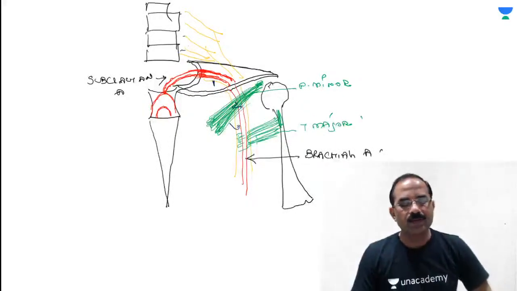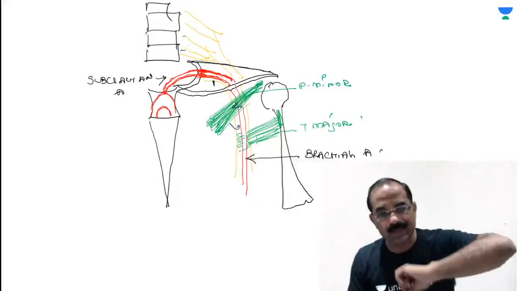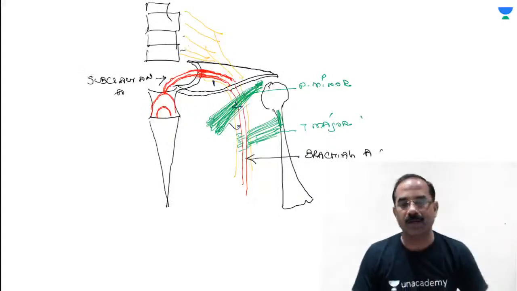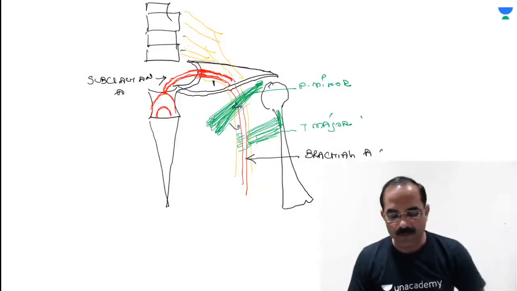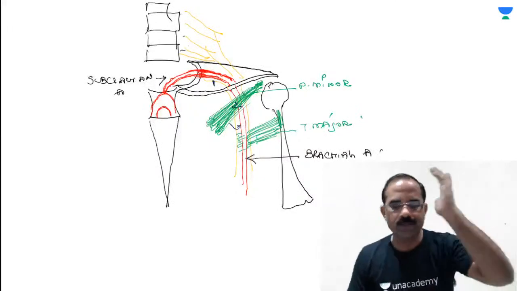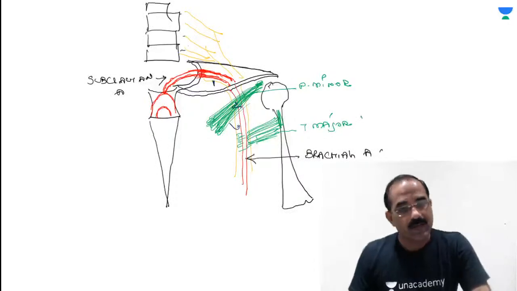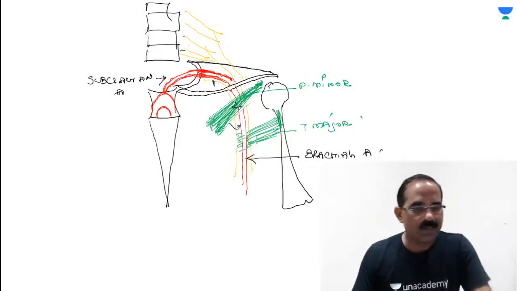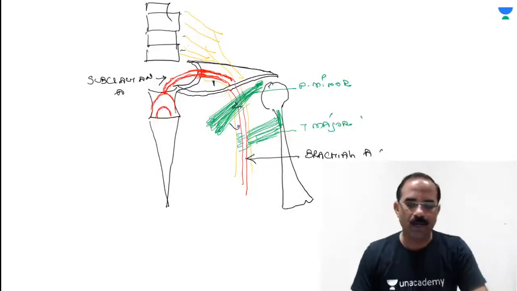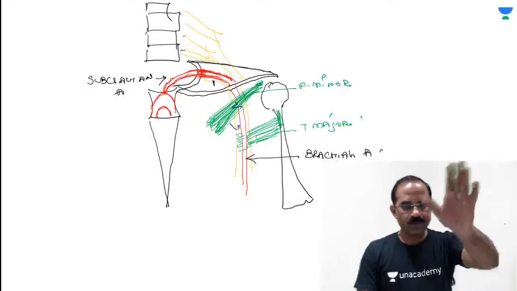And then you have got the brachial plexus. Now, which part of the brachial plexus lies in the axilla? Infraclavicular part. And this infraclavicular part is made up of what? The cords and the nerves. So, where are the cords present? In the first and the second part. And where are the nerves present? In the third part. Okay, I hope everything is clear, students.